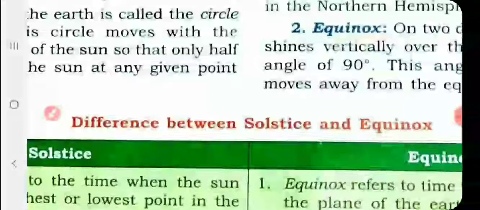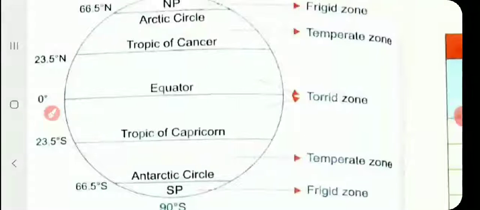So of course there is a difference between solstices and equinoxes. You should go through the table that is given there showing the difference between solstices and equinoxes. Of course, the diagram very clearly depicts the heat zones and their degrees.